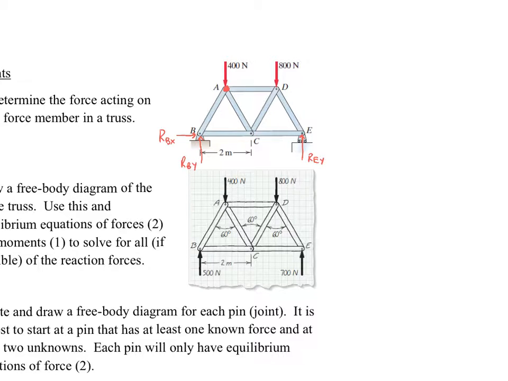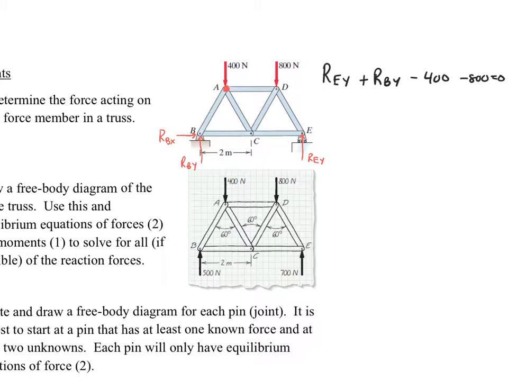Now, if I look at my diagram, what I'll notice is that I don't have enough information to solve. How do I know that already? Look at my original diagram. If I sum the forces vertically, I could say that we've got REY plus RBY minus 400 minus 800 equals 0.